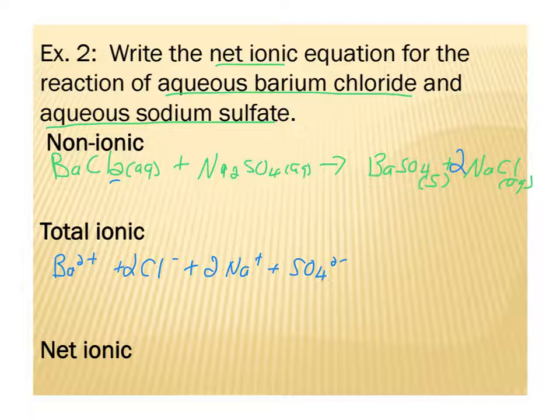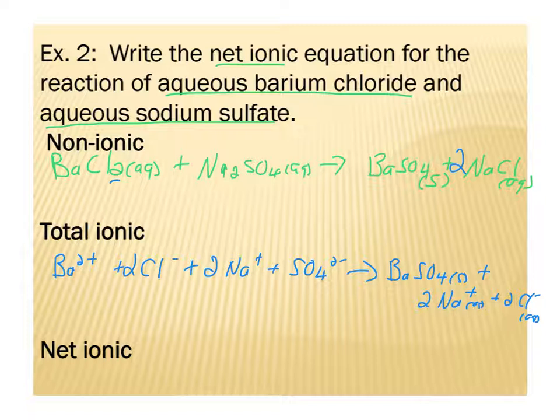Next, let's look at the product side. We have barium sulfate, but as we noted before, barium sulfate is a solid, therefore solids do not dissociate or ionize, so we keep barium sulfate as BaSO4 solid. And lastly, we have 2 sodium chloride, and sodium chloride, being a soluble ionic compound, will dissociate fully to give you 2 sodium ions, which are soluble, and 2 chloride ions, which are also soluble. So there's our total ionic equation.